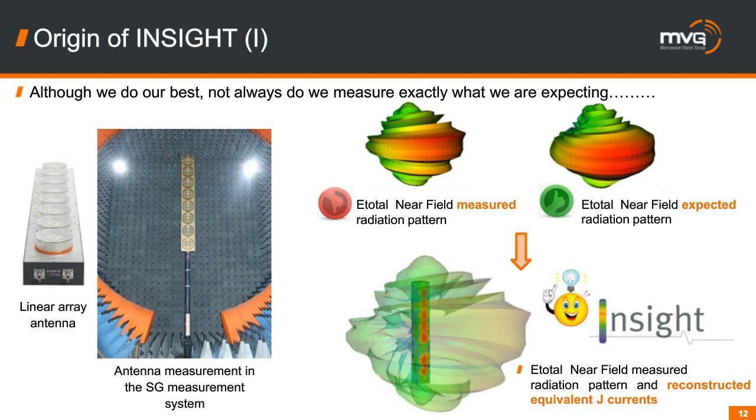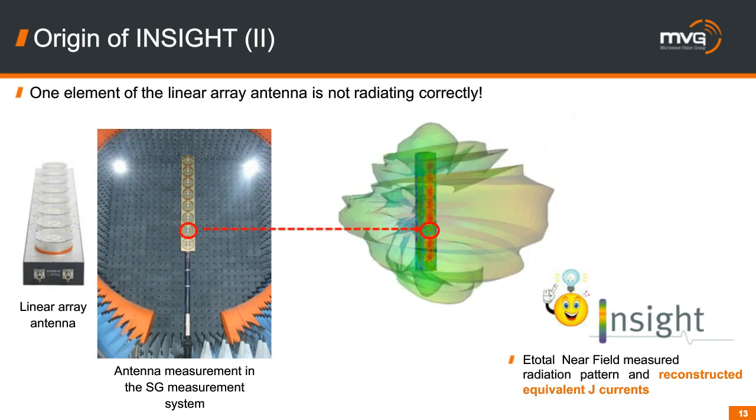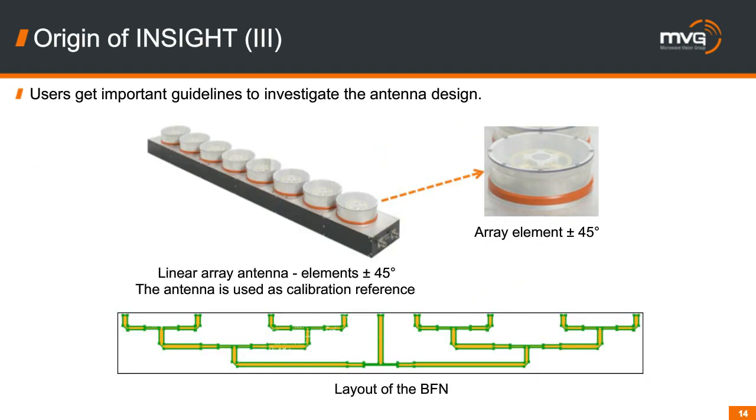By looking at INSIGHT and the computed equivalent current, we can immediately detect the cause of the problem. In this case, one of the array elements is not working properly, but from the radiation pattern alone this was not so clear. Thanks to this specific information, the antenna designer can investigate the critical parts specifically, and so the mechanical and electrical model can be fixed or eventually optimized.